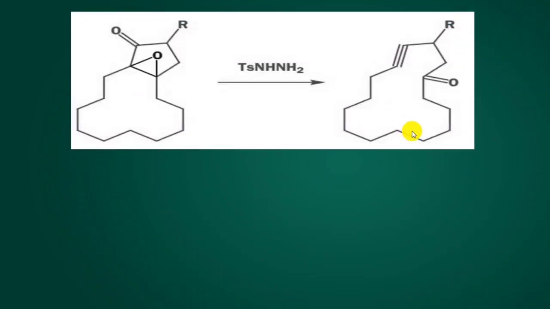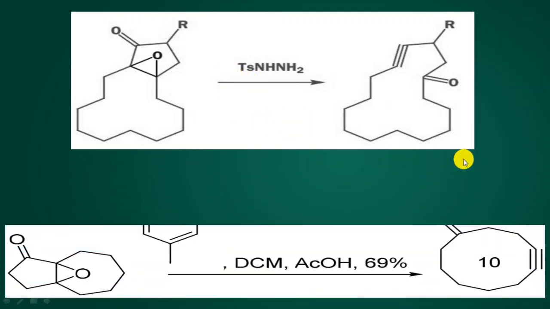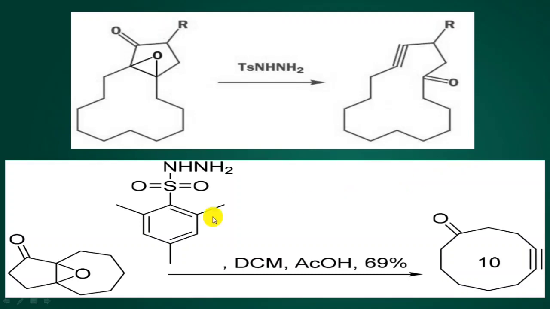This one you can solve very easily, and this is another example. There is a ketone molecule, and at the alpha and beta position there is an epoxide ring. This is the tosyl hydrazine, it forms the hydrazone, and the epoxide opening reaction takes place, followed by formation of a triple bond, and we got such type of product. Thank you.